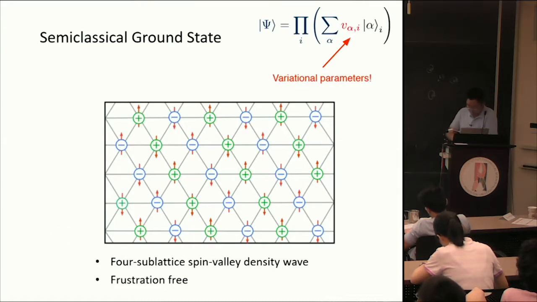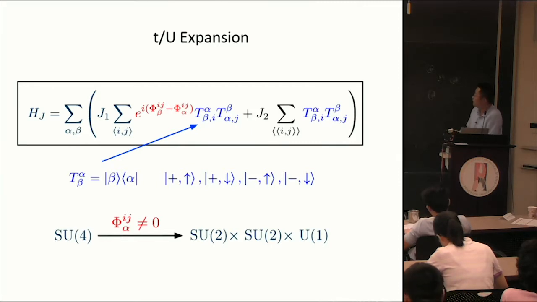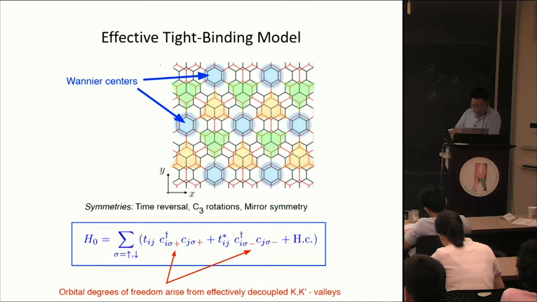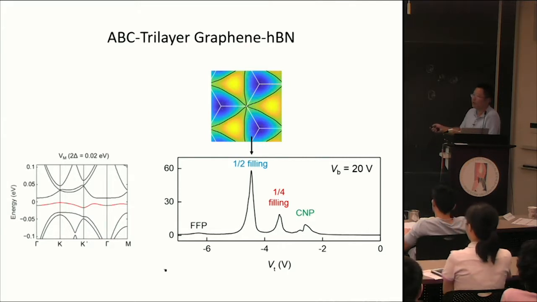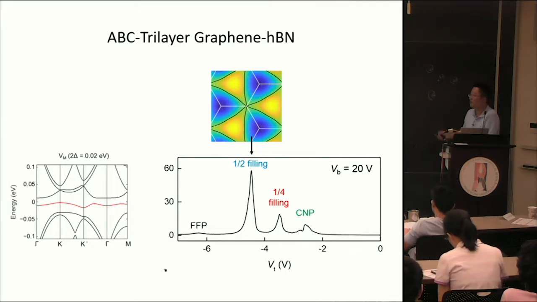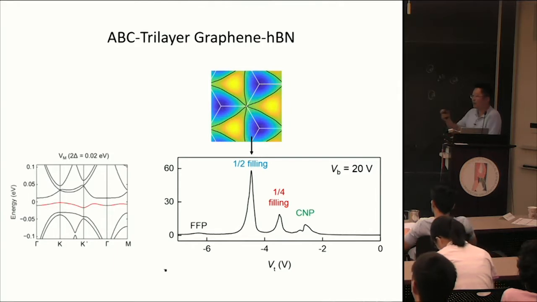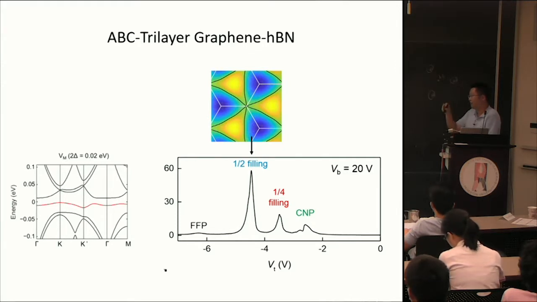Is there an estimate of how big that flux is? Yes, I'm not showing it here, and Noah can correct me if I'm wrong. The valley flux depends on the applied electric field. We did an estimate for this particular electric field strength, and the valley flux is of order pi over 2, I think, which is pretty large. Microscopically, this valley flux comes from the trigonal warping of the energy dispersion in trilayer graphene. This is the way time-reversal symmetry is broken.